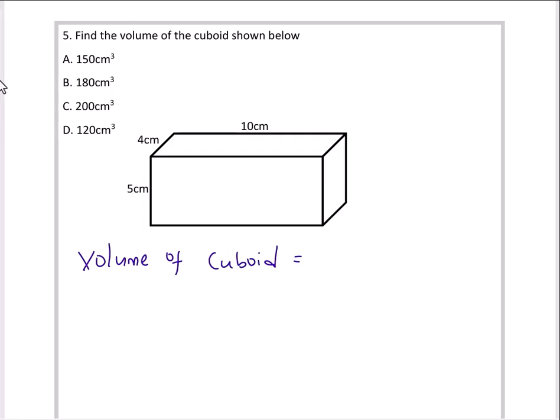Whenever you have this kind of math, first of all, write the formula down. The volume of a cuboid is length times breadth or width times height, that's base area times height. From here we know that the height is 5, so let me bring out the length, the breadth, and the height.